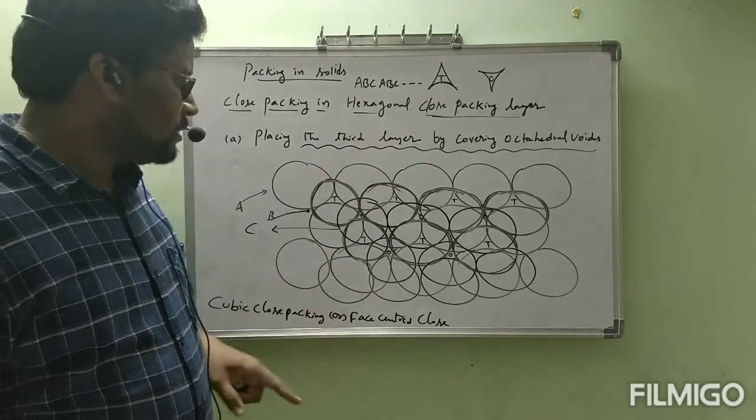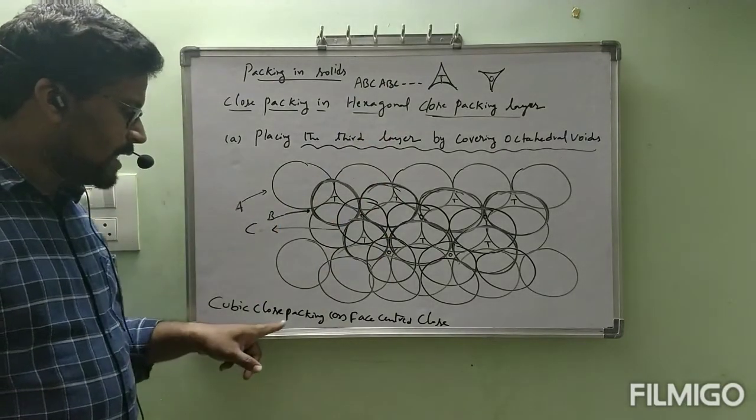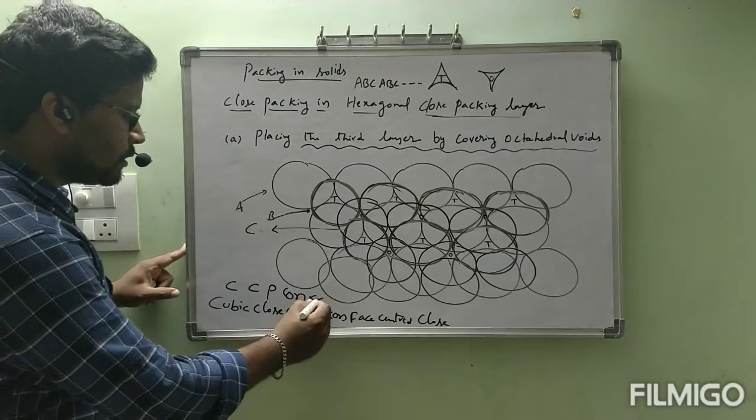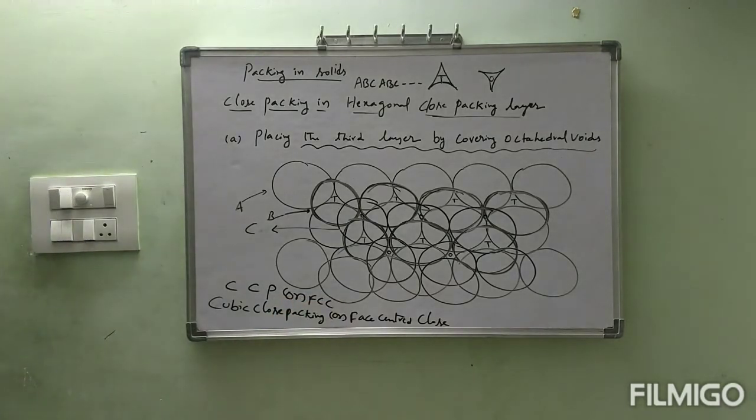This type of arrangement is called cubic close packing, CCP or FCC. Both are the same. This is about placing the third layer by covering octahedral voids. I will also send the animated video for this. I hope this explanation itself makes it clear, but by seeing the animated video you can imagine a little bit more and be a little clearer.